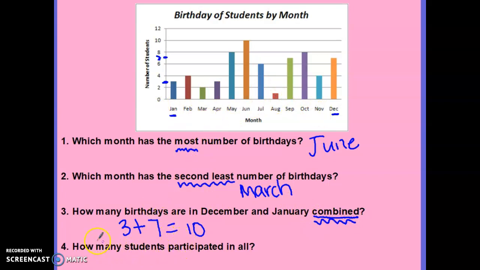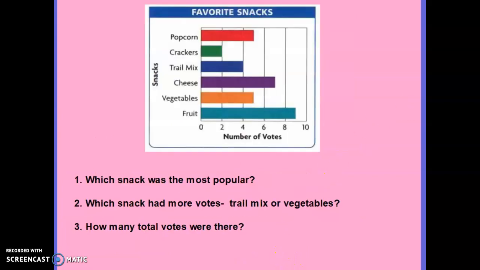This last one says how many students participated in all. Whoa, in all is almost like combined, right? So I think I'm also going to add for this one. But it says how many students participated in all. If I know that my numbers represent the number of students with birthdays in that month, I really should just have to take all of my months and add them together. So I could go through and find out how many each one has, and then I could add all those numbers together.